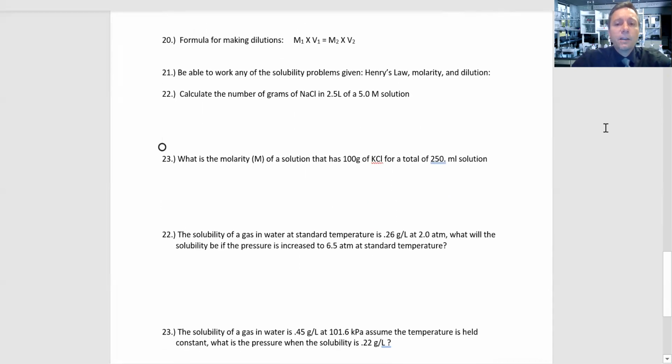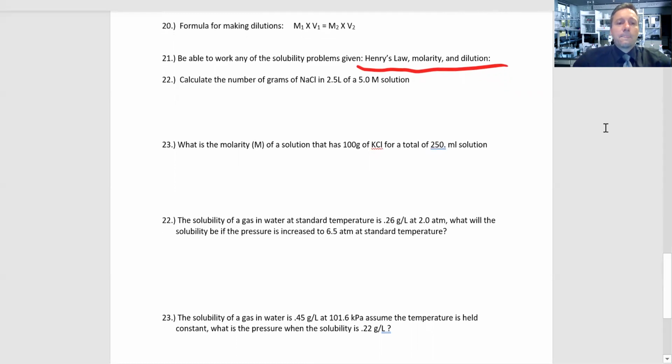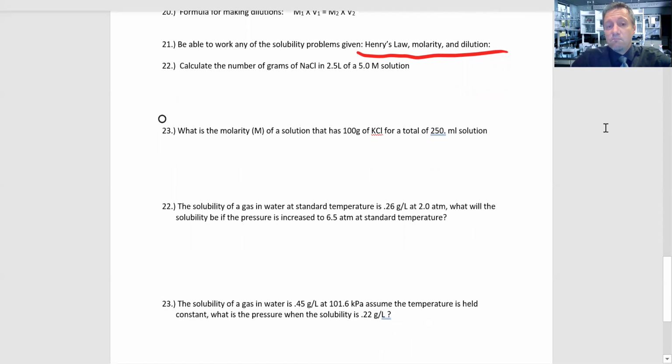Number 21, be able to work out any type of problem that is dealing with Henry's law, molarity, dilution. So we're going to look at some examples of those now. I would suggest on these, maybe try them, pause the video, see how you do, and then look at the solution and compare. Number 22, calculate the number of grams of NaCl in 2.5 liters of a 5 molar solution.